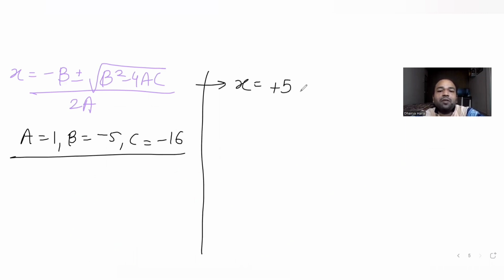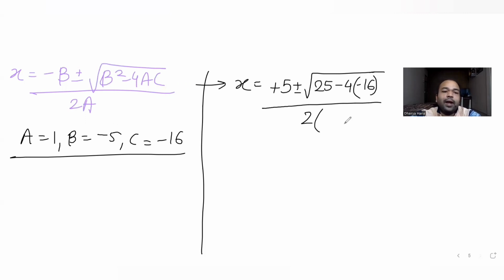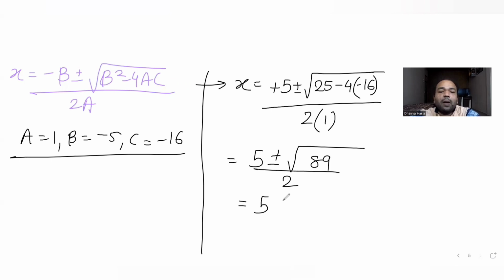So plus 5, because minus of minus 5, plus minus root of b squared, so 25 minus 4ac, and 4 into a into c is minus 16, upon 2 into a, and a here is 1. You get 5 plus minus root of 25 plus 64, which is 89, upon 2. So 5 plus root 89 by 2, and you get 5 minus root 89 by 2.